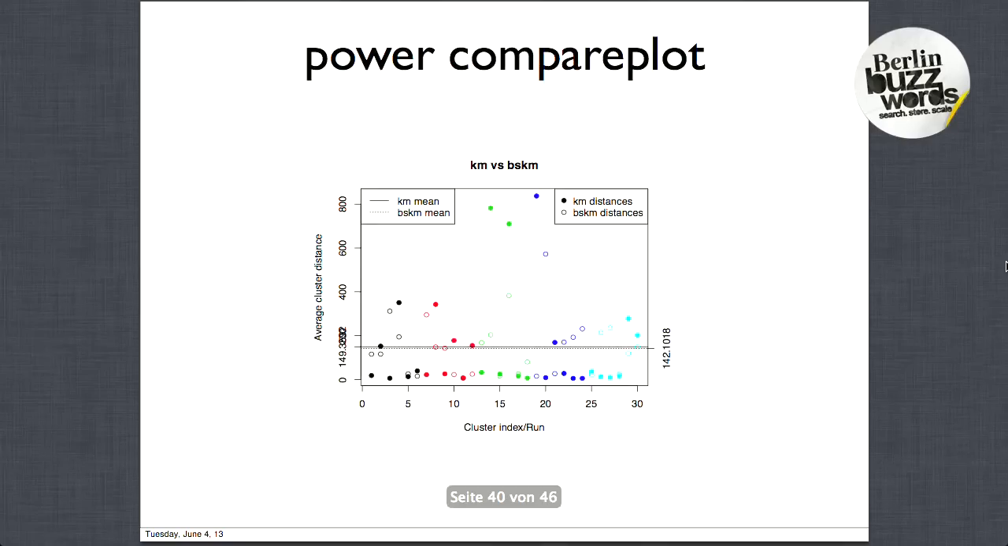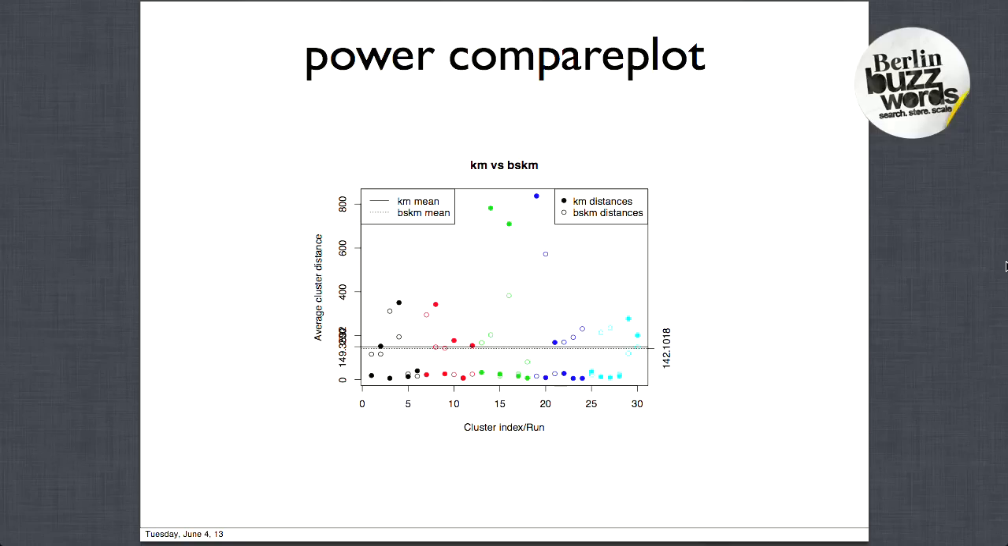And here's another one for the exact same distribution, the same data set as power. And you can see the outliers on this one as well, like the blue and green runs especially, right? And the means are pretty much the same here.